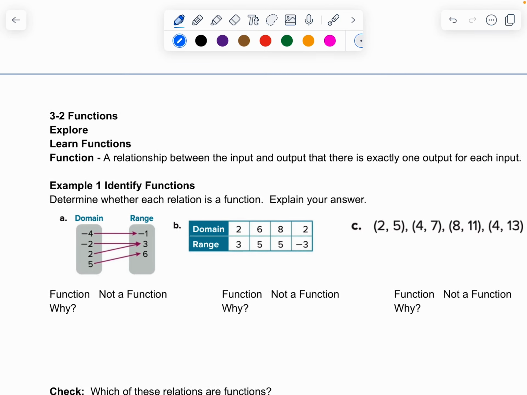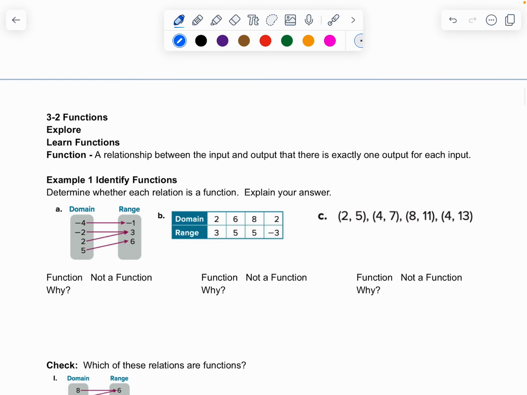Functions. A function is a relationship between the input and the output. There is exactly one output for each input. That means the x, or the input, doesn't repeat.